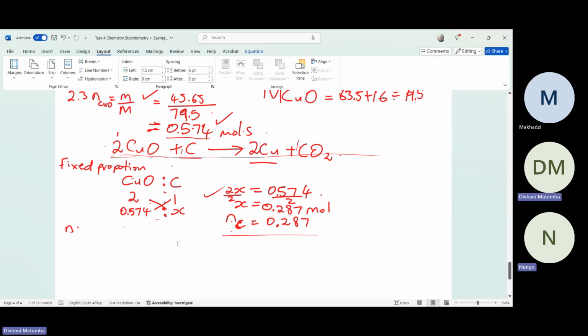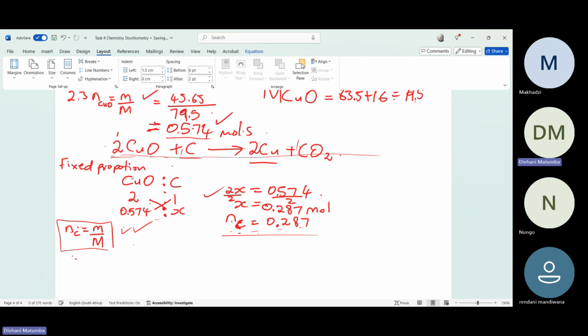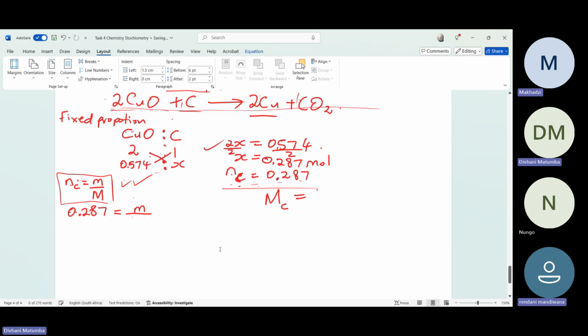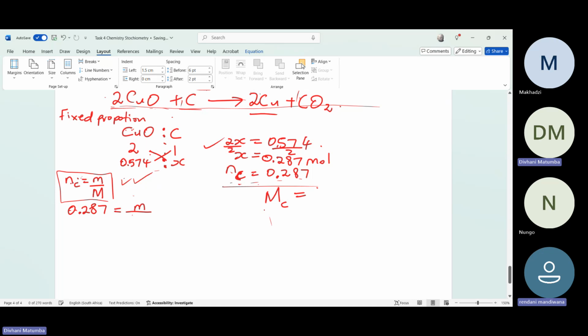After calculating the number of moles of carbon, n equals small m over big M. That's what you're going to be using throughout, Makadzi. This equation must always be in your mind. So from there, it's going to be 0.287 equals m over M. What will be the molar mass of carbon? So do we substitute the big M with the molar mass, the one that we calculated? Yes, which is the molar mass of carbon, because this is the number of moles for carbon.